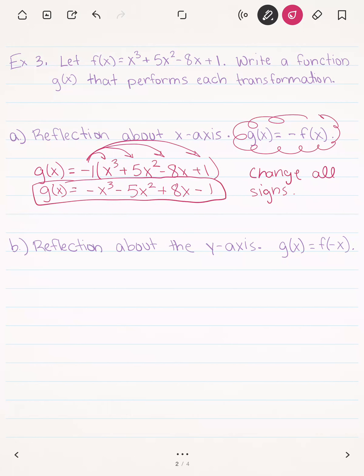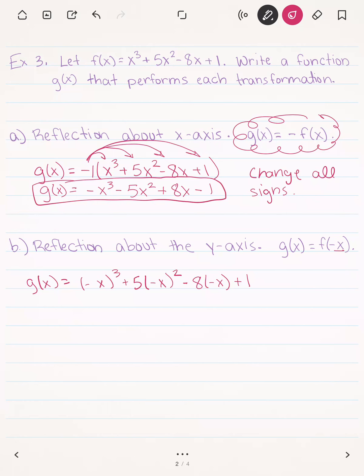Looking at the next part, reflection about the y-axis, this is where it gets a little more tricky. Notice now the negative x is on the inside. That means everywhere I see an x, I'm plugging in a negative x. So what that looks like is I have a negative x cubed plus 5 times a negative x squared minus 8 times a negative x plus 1.